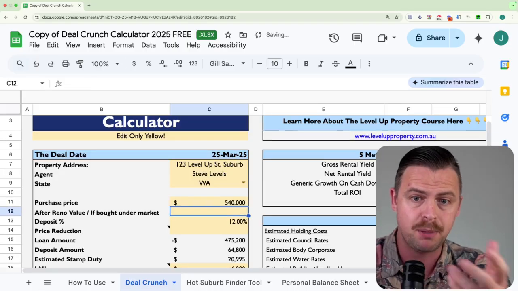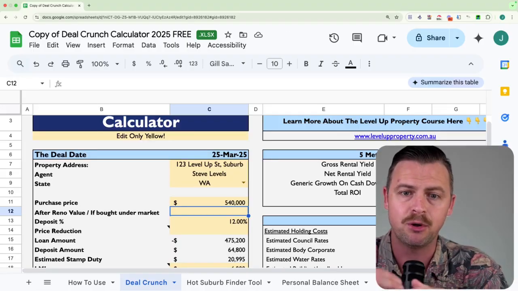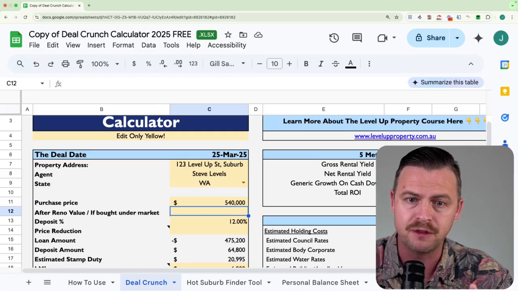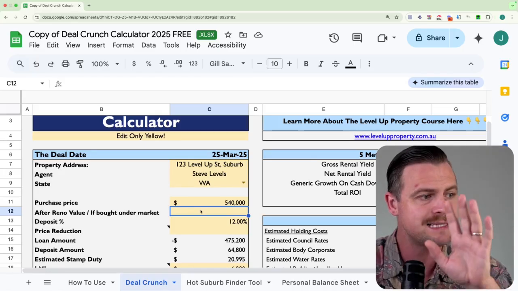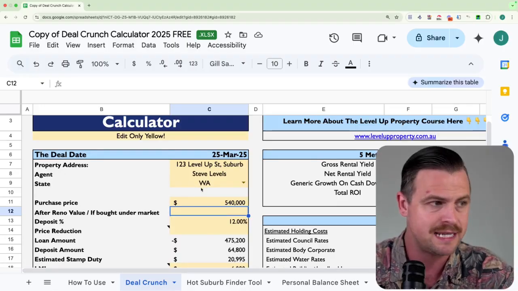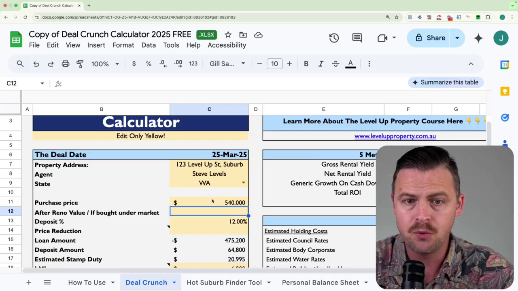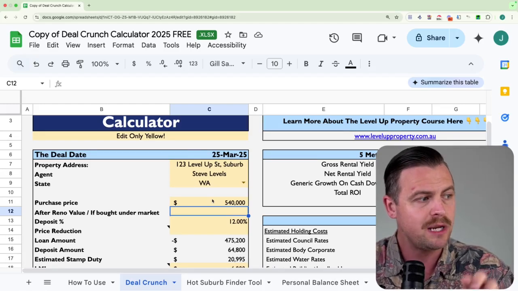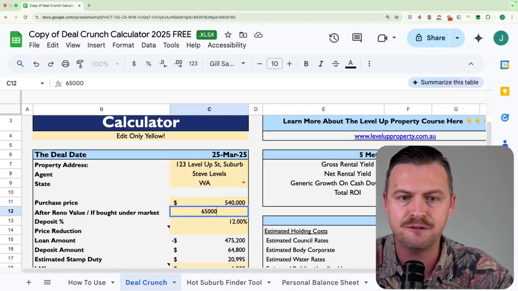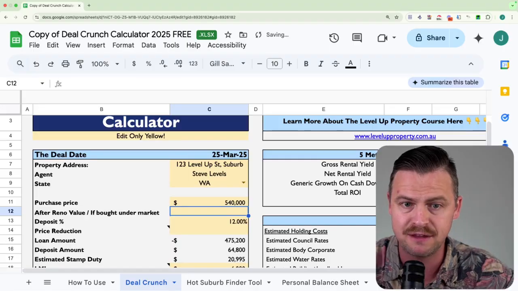Obviously, you would have done the comparable sales matrix that we've got inside the course to be able to identify the high, low, and mid-range value of this property so that you can go out there and buy. But let's say that you've been able to negotiate this property while using all of the tools and tactics that we talk about for $540,000. But you're also wanting to do a renovation to it. So we know that the after reno value is going to be $650,000. Now, that may not be for you. So if you're not doing a renovation, just leave that slide blank.